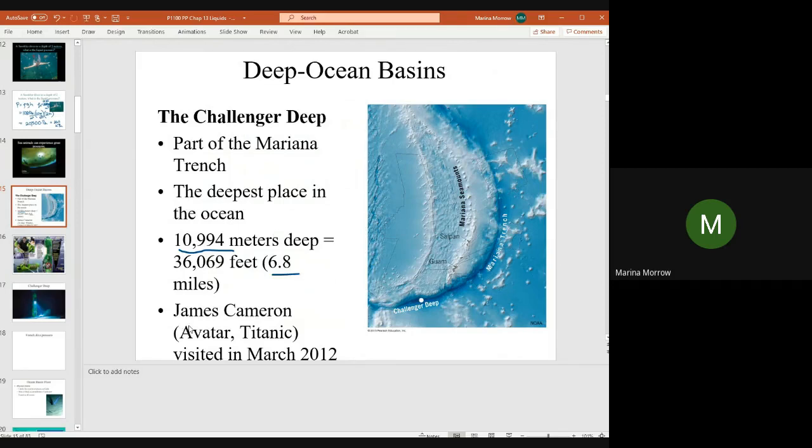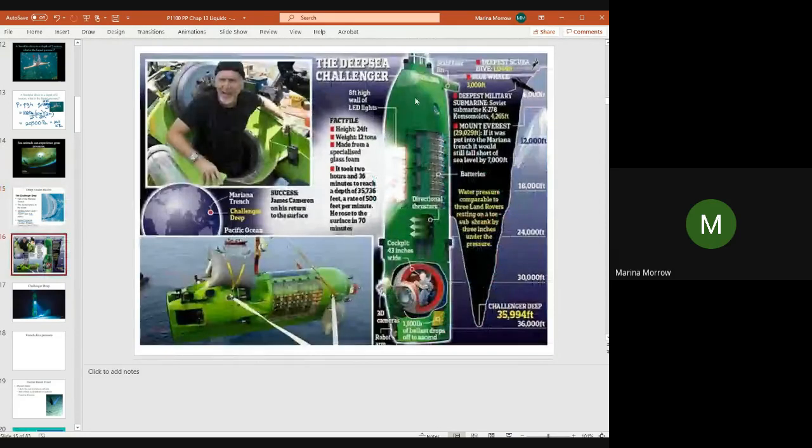One of those was James Cameron, who was a director of some famous movies like Titanic. He had a ship built that he was lowered in down to the bottom of the Marianas Trench. Now that trench is so deep that you can fit Mount Everest into the trench and there would still be room left over. So anyway, it was so deep that the pressure at that point was incredible.